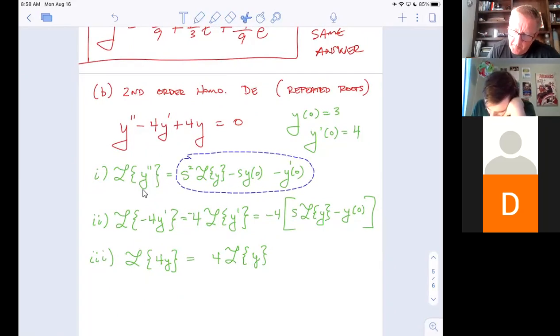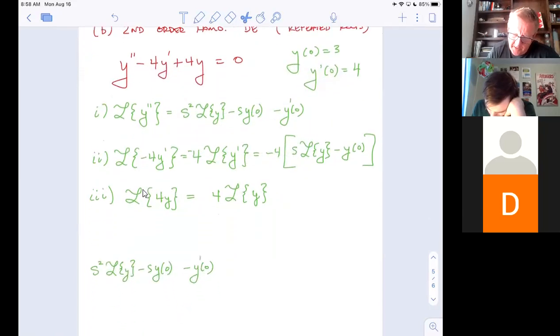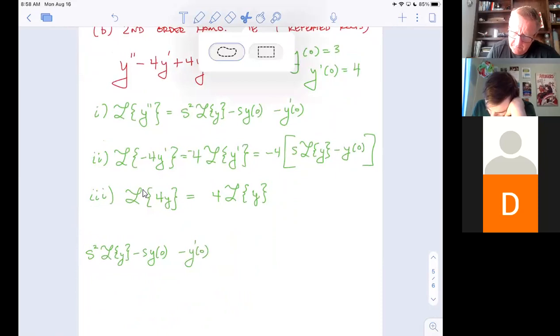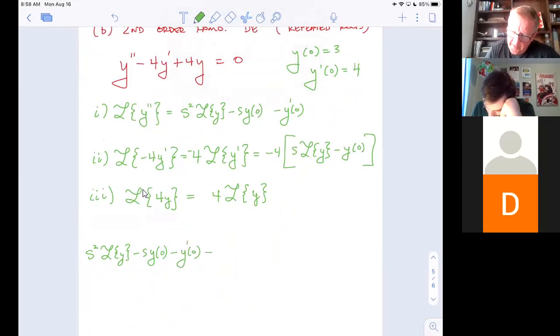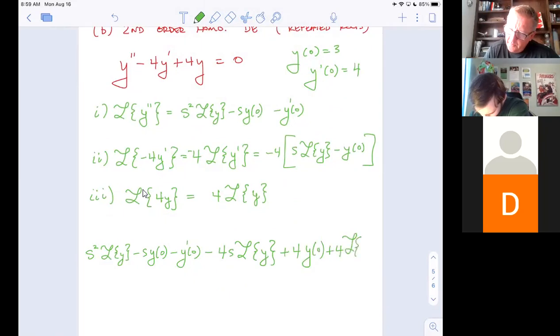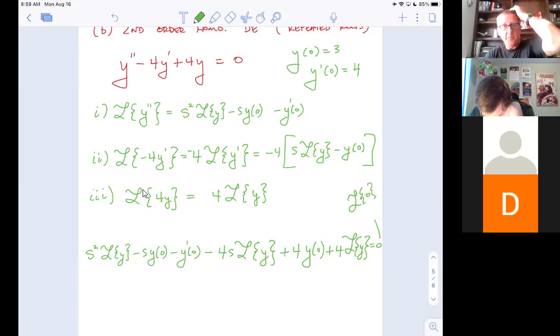Fortunately, this y double prime wasn't multiplied by anything, so I can just rewrite that. And then I've got to multiply 4 into the next one, so it'd be minus 4s times the Laplace transform of y. Minus 4 times minus y of 0 would be plus 4 y of 0. And then plus 4 Laplace transform of y. And that equals 0. And again, it's important to remember that we decided the other day the Laplace transform of 0 is 0.